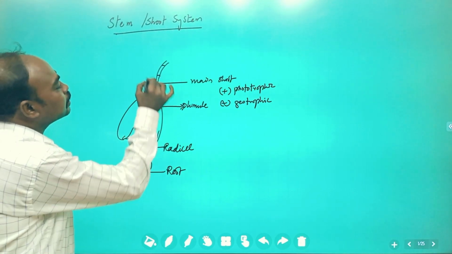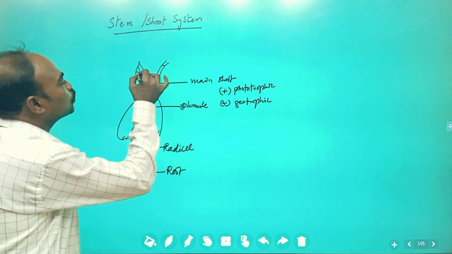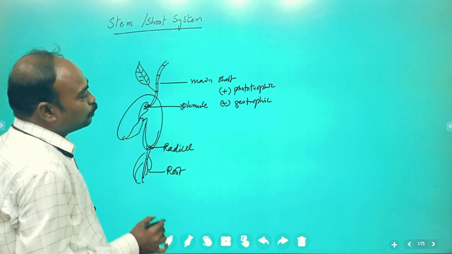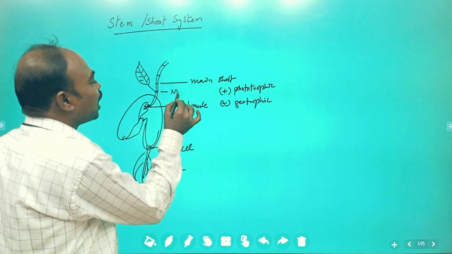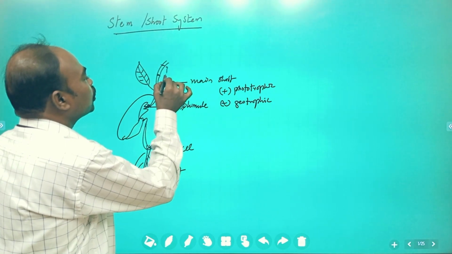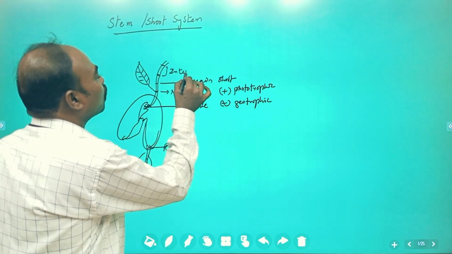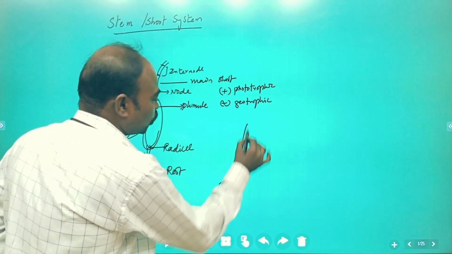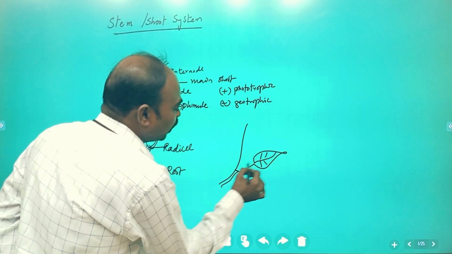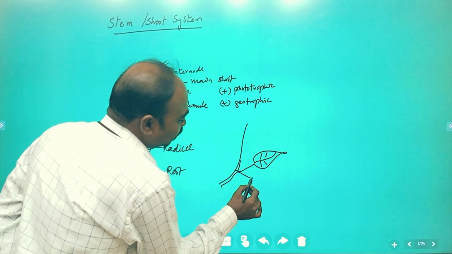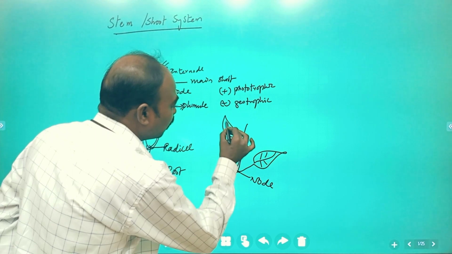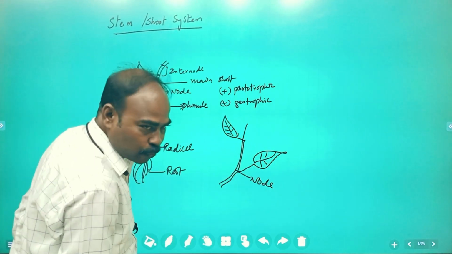At particular places, the shoot system is able to produce green leaves. Actually, where the green leaves develop on the main shoot is considered a node. In between two nodes, the region is called internode. So, in the shoot system, the area where the leaves are developed is called what? Node. So, at particular intervals, the shoot system produces leaves.